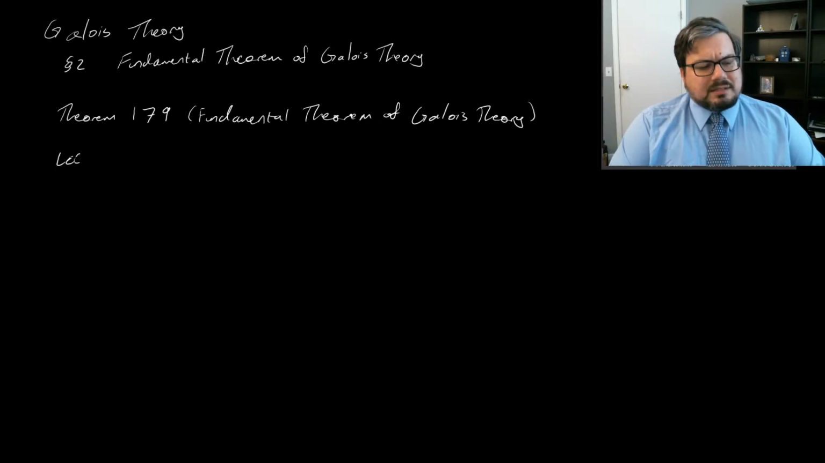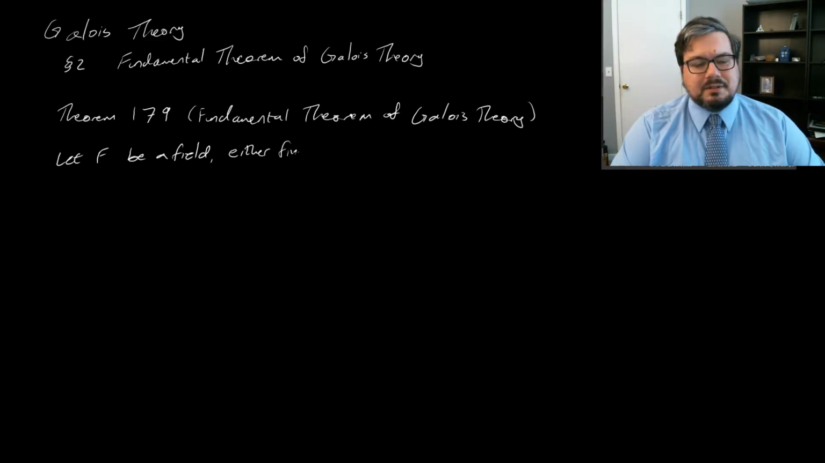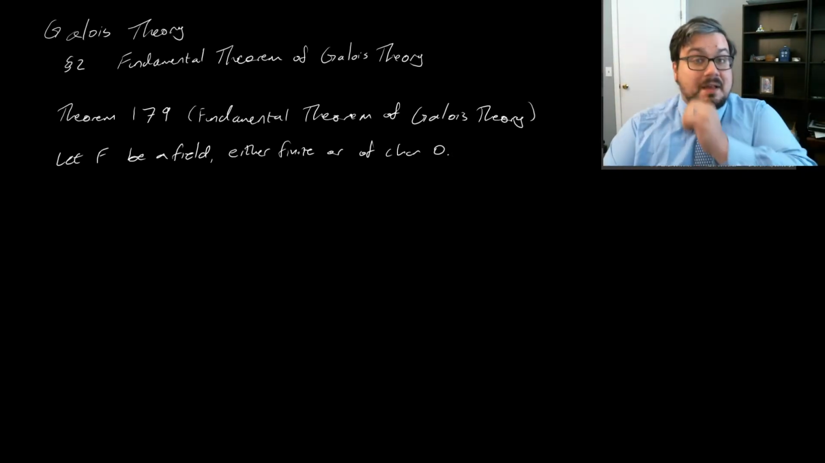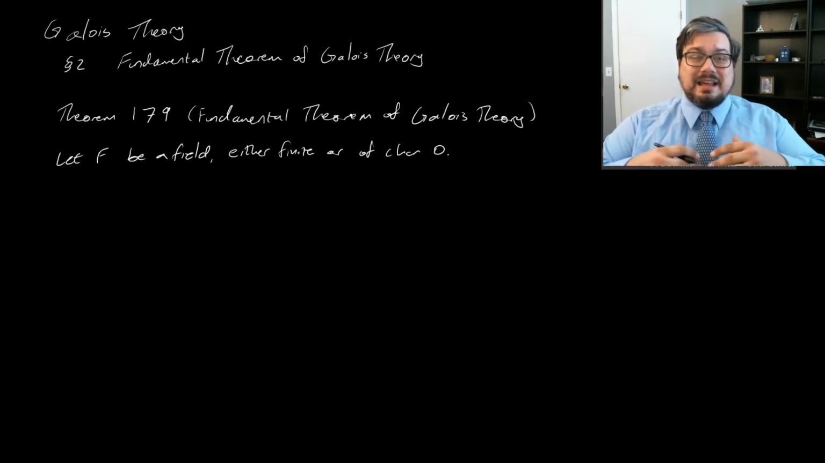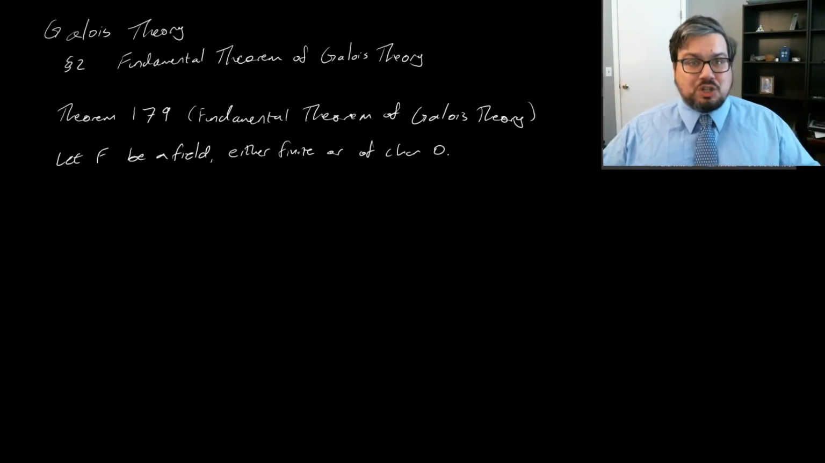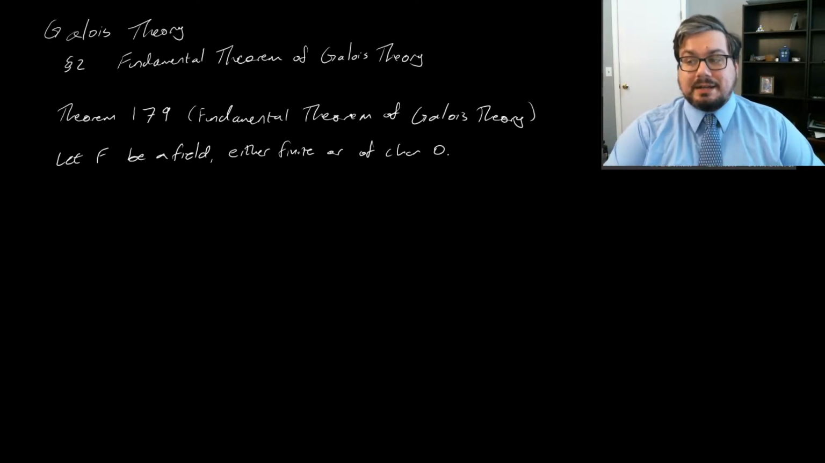All right, so let F be a field, which is either finite or of characteristic 0. Basically, what we need here is we need both F and any finite extension of it to be perfect. And F being finite or characteristic 0 guarantees this.